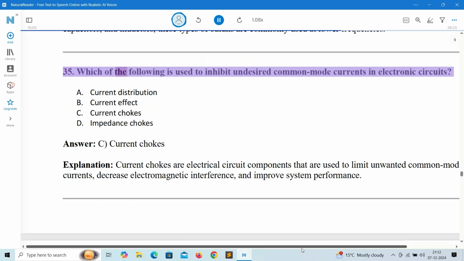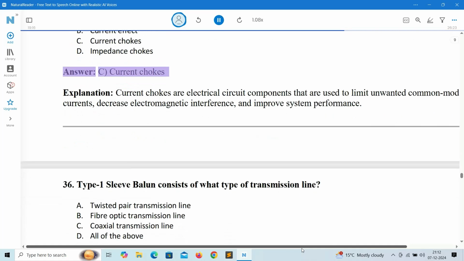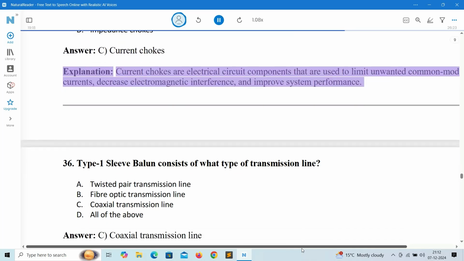35. Which of the following is used to inhibit undesired common mode currents in electronic circuits? A. Current distribution B. Current effect C. Current chokes D. Impedance chokes. Answer: C. Current chokes. Explanation: current chokes are electrical circuit components that are used to limit unwanted common mode currents, decrease electromagnetic interference, and improve system performance.